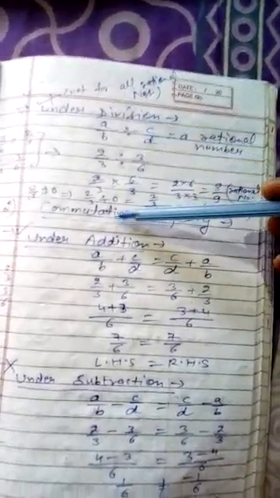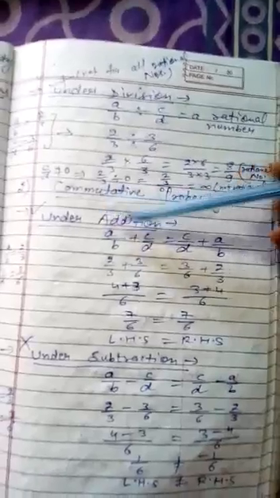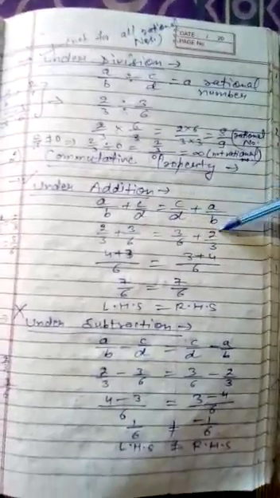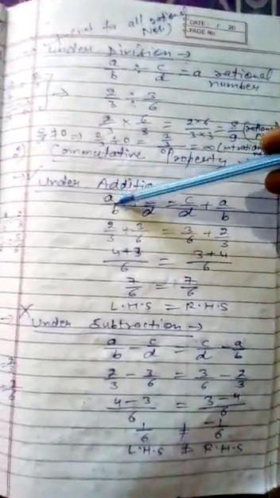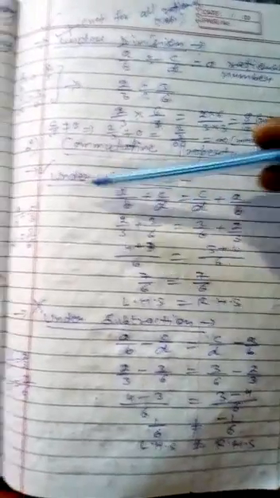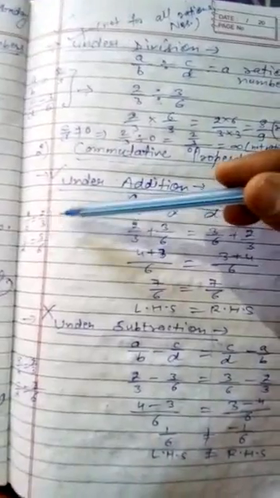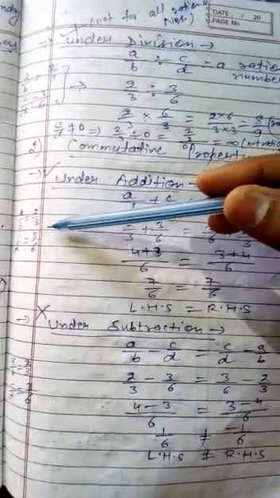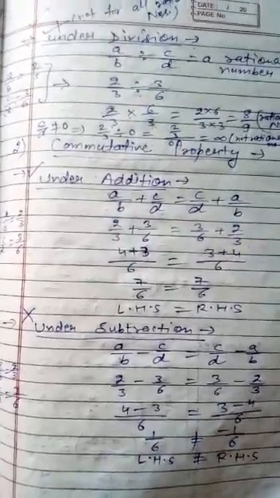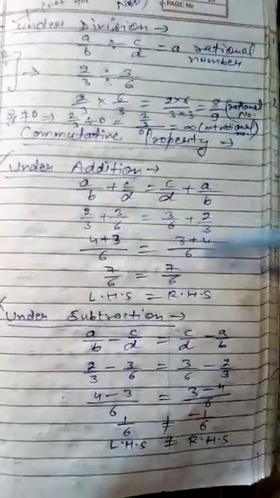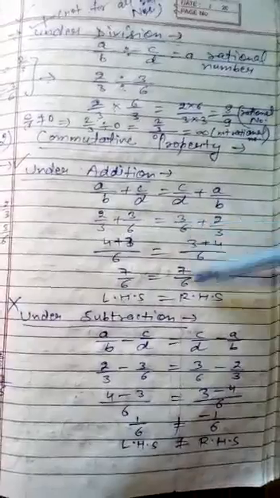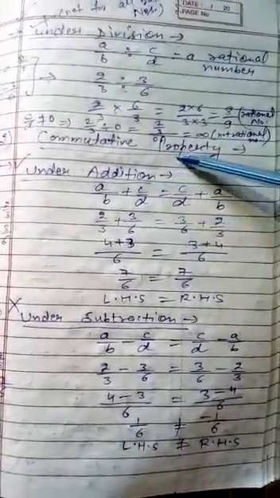Now commutative property. Commutative property under addition is a upon b plus c upon d is equal to c upon d plus a upon b. As you have done for integers in 7th class, a plus b is equal to b plus a. Now for rational numbers it will be likewise. If you will take the same values a upon b, same examples here, 2 upon 3, 3 upon 6. If you will put these values, then you will get left hand side is equal to right hand side. You can take any other rational number also and you can prove it. So under addition it satisfies.